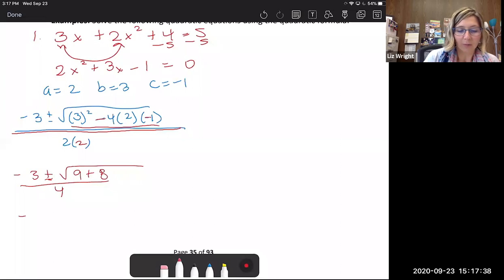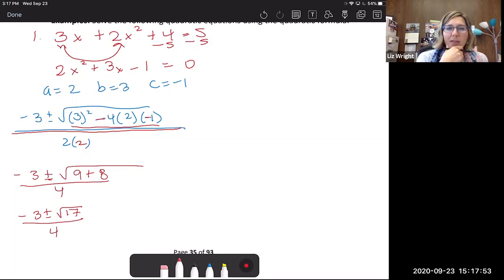So then keep going. We've got -3, and double check your fraction bar. Is your fraction bar underneath the entire numerator? So then we've got -3 plus or minus the square root of 17 all over 4. So then you stop and you think, okay, can I simplify the square root of 17? Is that something I can break down any further? And you can't. There's nothing more you can do with that.